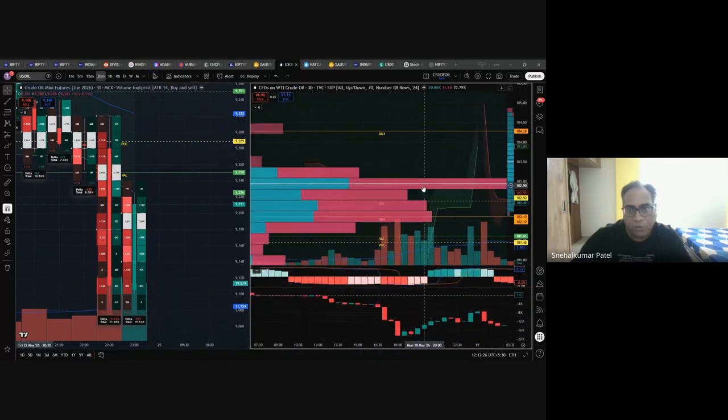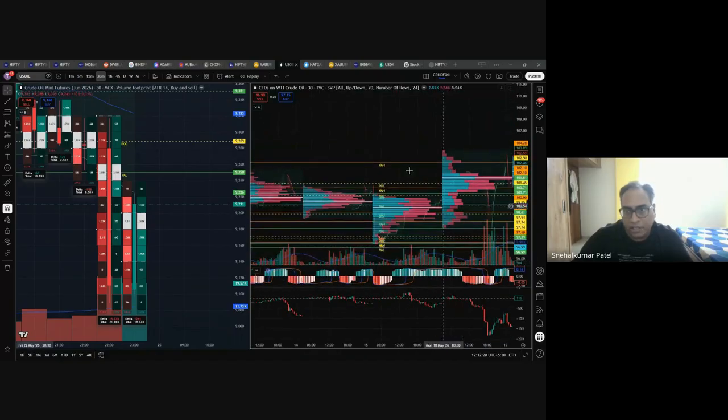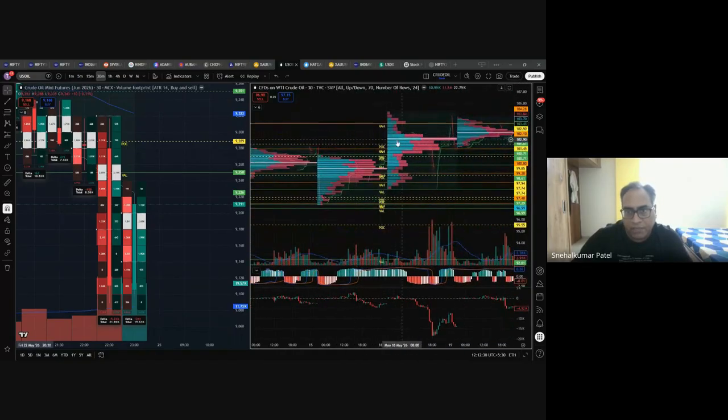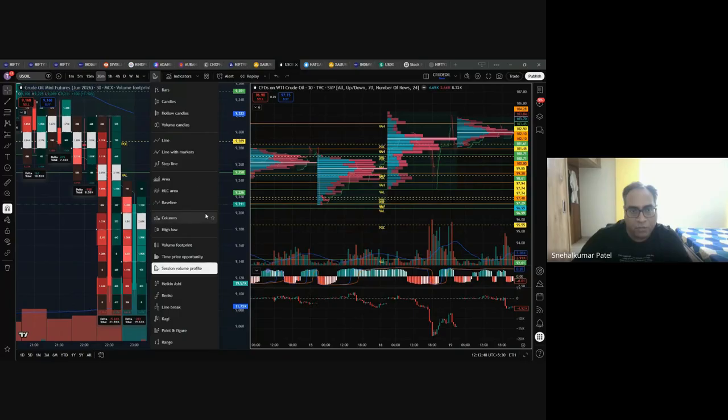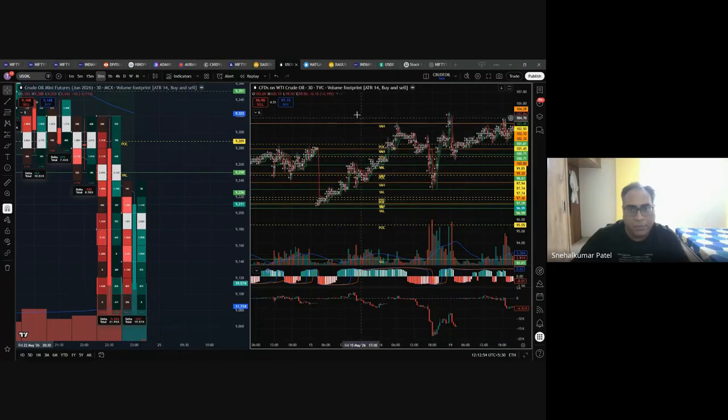So session volume profile will show you like this, and it will show you where the maximum participation took place. So this is the volume node where the maximum number of buyers and sellers were there. It's always a kind of standard deviation or bell curve type of a chart. Whether you look at the market profile or the volume profile, it will be a similar chart with a standard deviation. So this is something how you can explore it in TradingView.